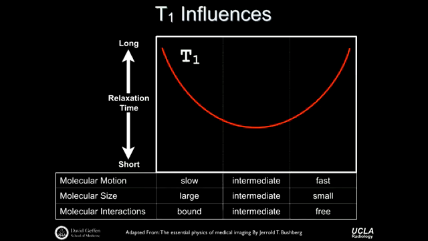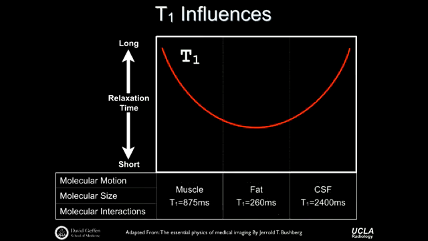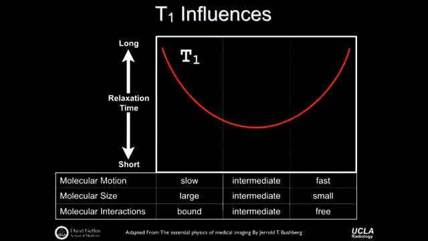This far left-hand column here, I think, stands in for something like muscle. Let's talk about fat because it's the other end of the spectrum, that it's a short T1. So if we think about fats, it's a little hard to say, okay, their molecular motion's intermediate, maybe it's somewhere between something like CSF and muscle.